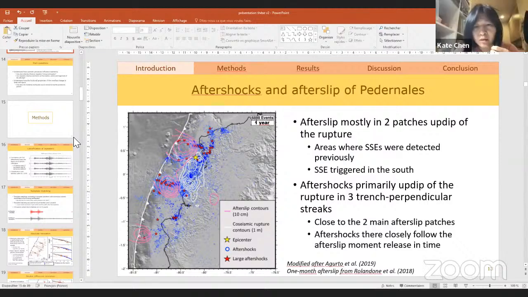Mhm. But yes, I think so, because the question then becomes why, what changes where we have the afterslip gradient, and why repeaters would be specifically at the edges right here.